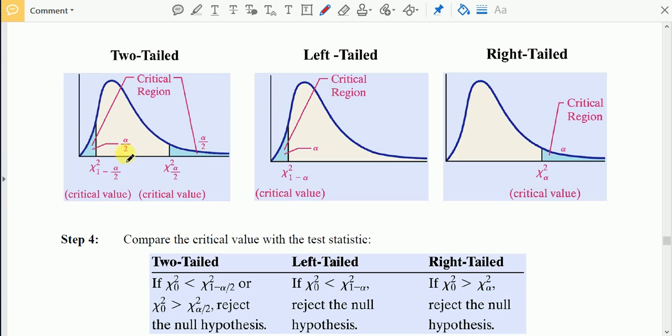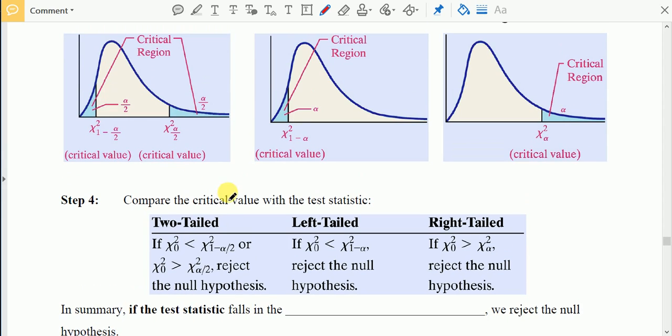The left critical value is chi-square of 1 minus alpha over 2, but the right side is chi-square of alpha over 2. Now this one is for the left tail, which is chi-square of 1 minus alpha, and chi-square of alpha is for the right tail. So alpha over 2 is for the two tails only. The other left and right tails only use the alpha. Okay, and these areas are called the critical region.